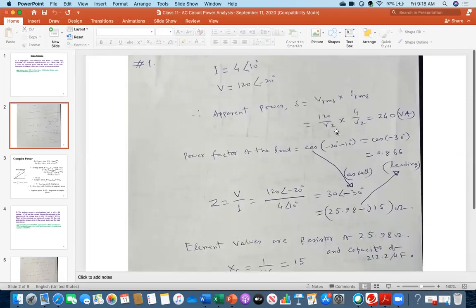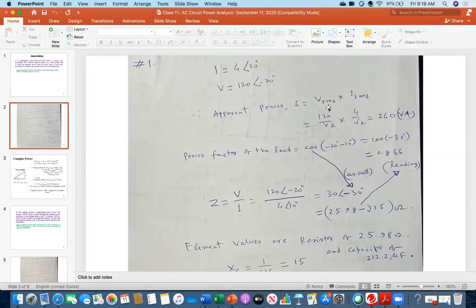That magnitude part is divided by root 2, and then I got 240. And then the unit, look at the unit: volt ampere. Now, this is the difference from the DC circuit.